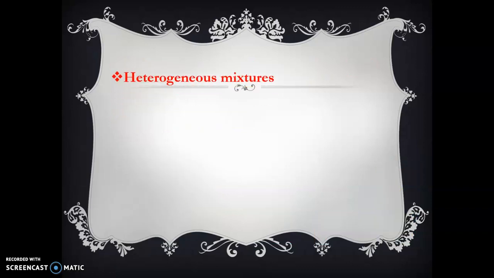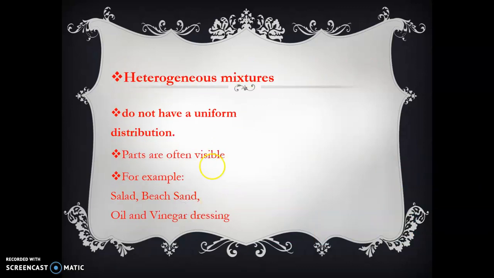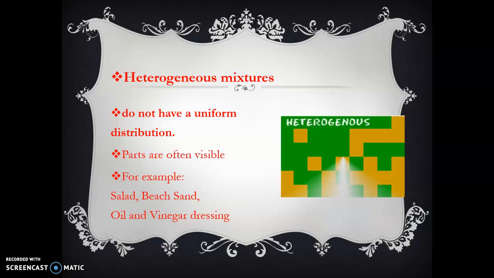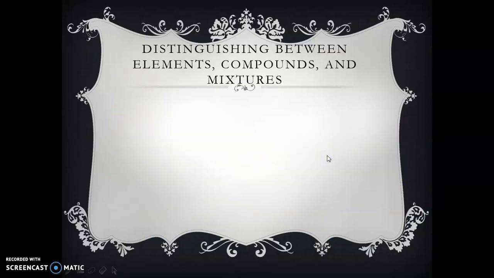What do you mean by a heterogeneous mixture? A heterogeneous mixture does not have a uniform distribution. The parts are often visible. For example, you take water and sand and put them together. The sand won't dissolve in the water and it appears there in that particular mixture. So that's what we call a heterogeneous mixture.